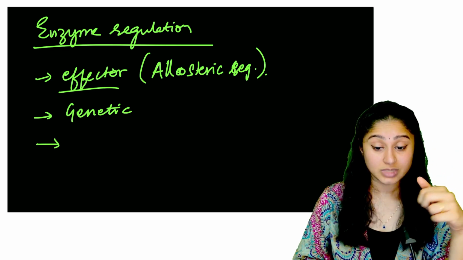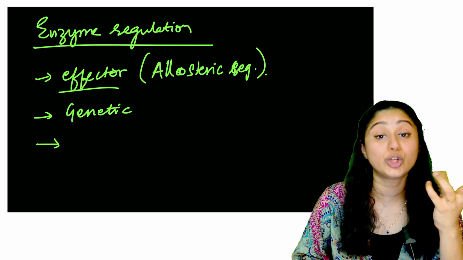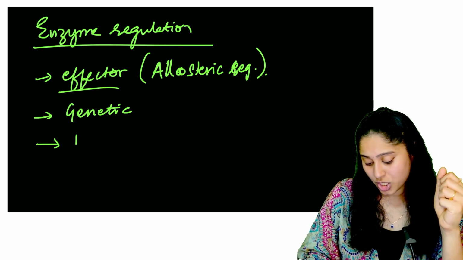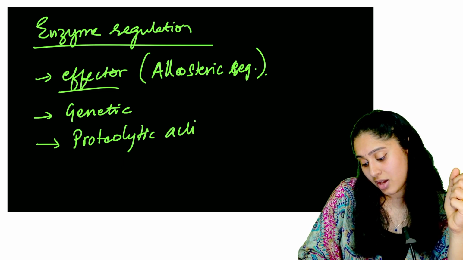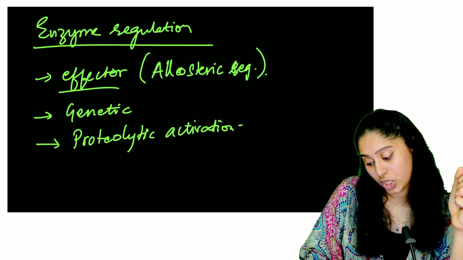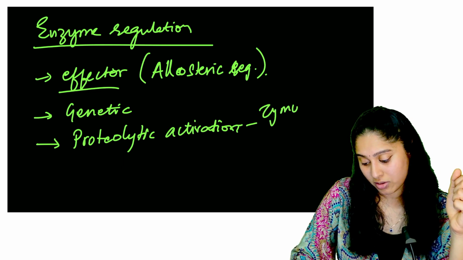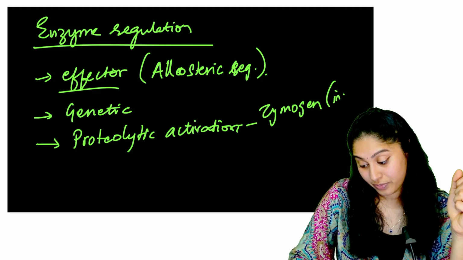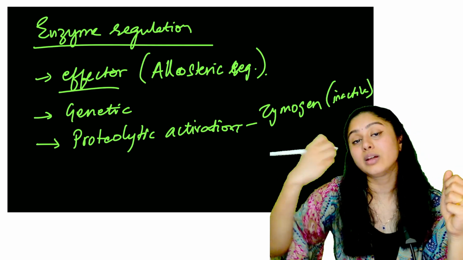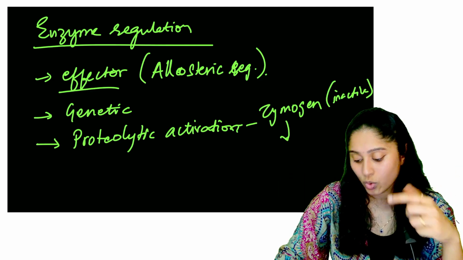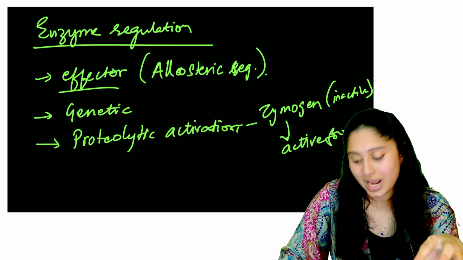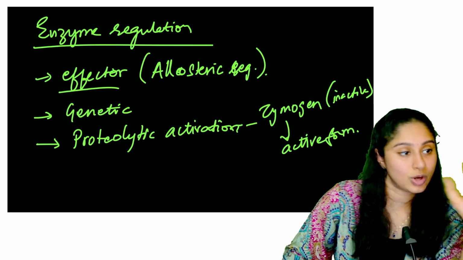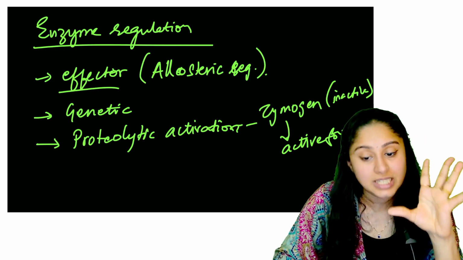Also, I can use some proteolytic activation. Now what is proteolytic activation? I will have a simple molecule, like a zymogen, which is inactive. In order to start the enzyme to work, I will have to convert this zymogen into an active form. So that way I can regulate whether or not this fellow has to be converted and whether or not he is needed in this context.